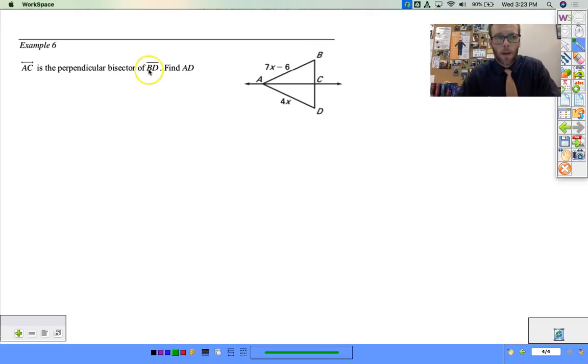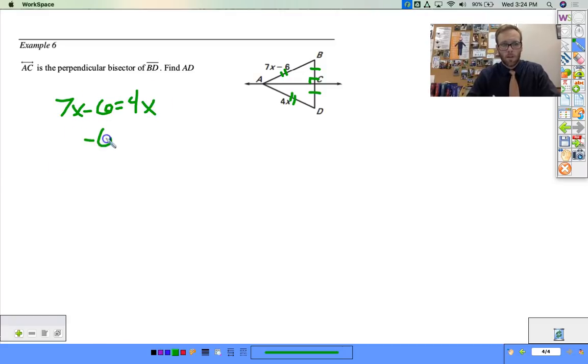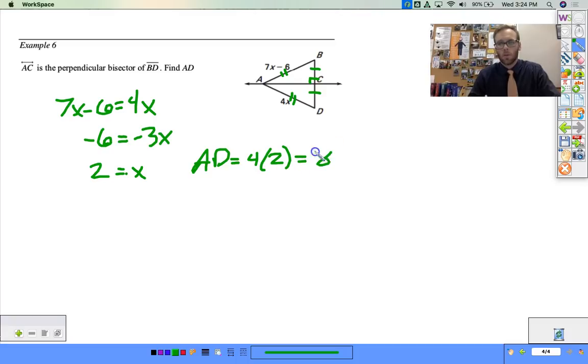AC is the perpendicular bisector of segment BD. Find AD. Well, AC is the perpendicular bisector of BD. I want to know how long AD is. Well, A is on the perpendicular bisector, and we just said if a point's on the perpendicular bisector, it's equidistant from the endpoints. This is congruent to that, isn't it? So 7x minus 6 has to equal 4x. We can solve that, subtract our 7x, divide by -3, x is 2. Now I haven't completed this problem. I wanted to find the length of AD. Well, if x is 2, AD is 4 times 2, which is 8.